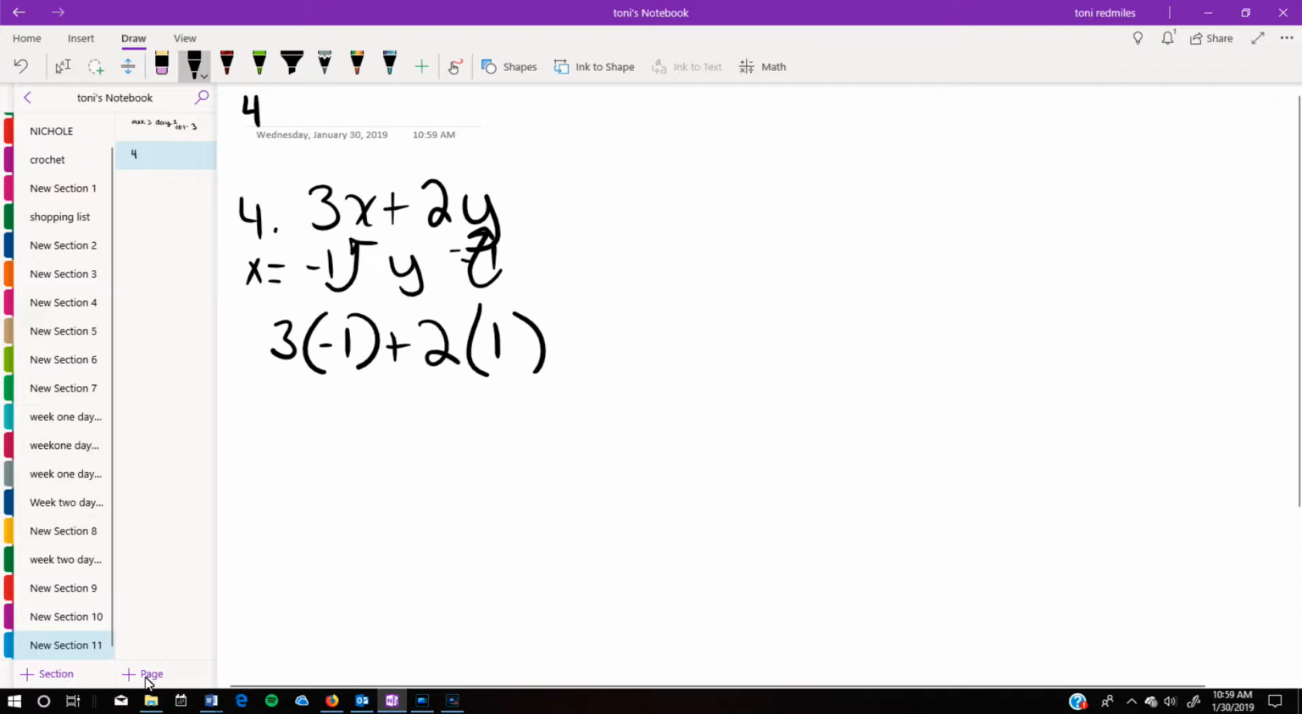Now if I evaluate that, I can see that I do need the parentheses. So let's do the math now. 3 times a -1 is a -3. 2 times a 1 is a 2. If I take -3 plus 2, I'm going to get a -1.